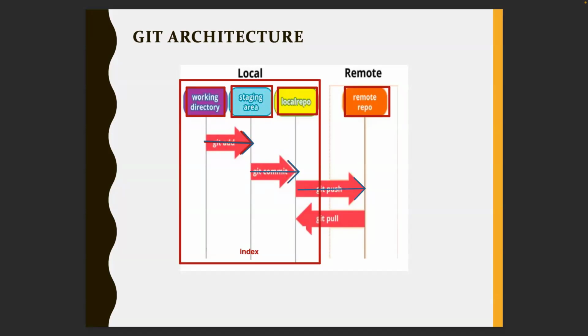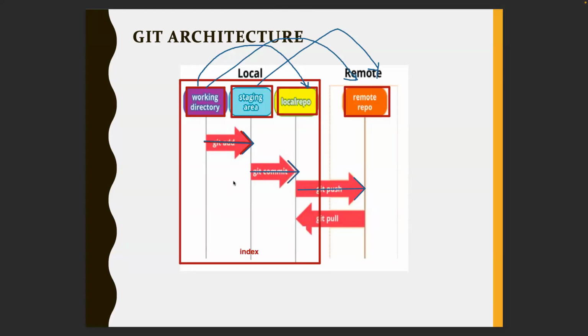This is not possible: pushing directly from the working directory to remote, or from the working directory to the local repository, or from staging to remote. All of these are not possible. First of all, your changes should go to the staging area. From the staging area, you move them to the local repository. From the local repository, it goes to remote. This is called the Git tree or the Git architecture. That's how your changes move to remote.